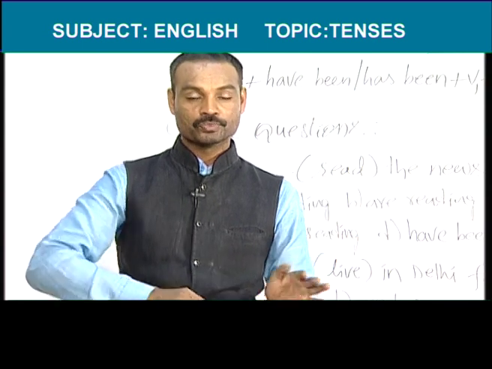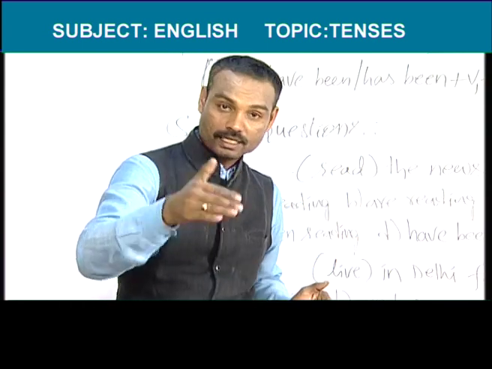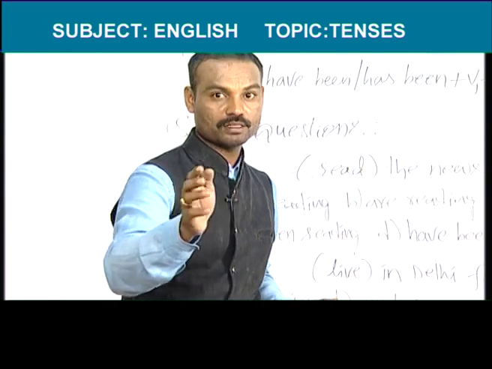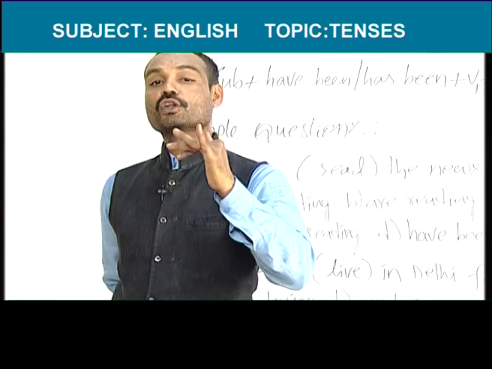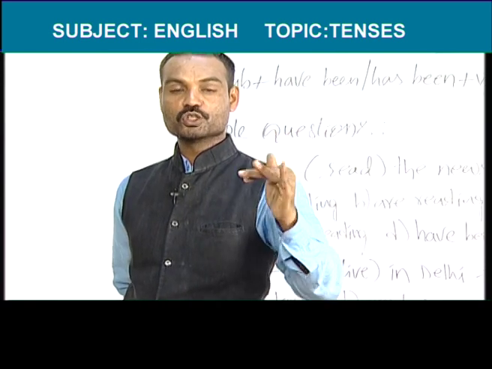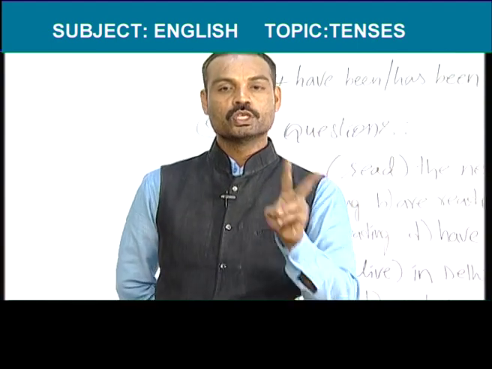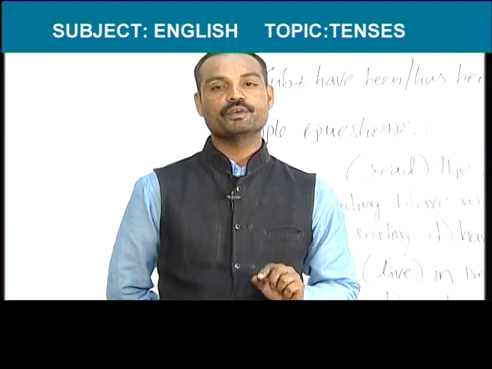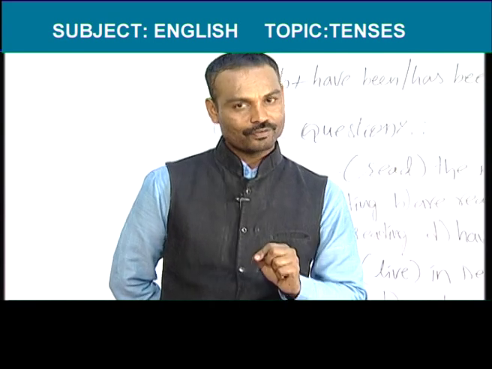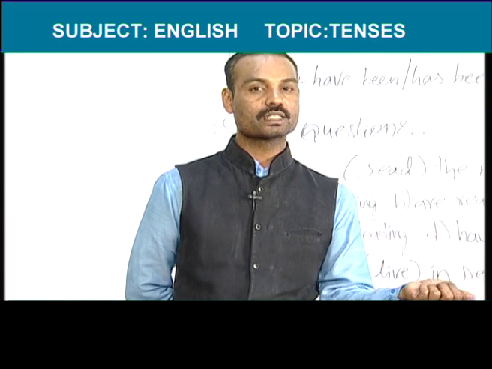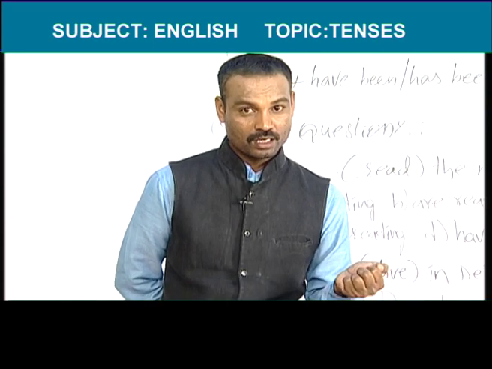Was and were. After I and he, she and any singular, we should use was. I was, he was, she was, my friend was, my mother was, like that. After we, you, they and any plural, were should be used. We were, you were, they were, my friends were, my relatives were. After every singular subject, was should be used. After every plural subject, were should be used. Okay.